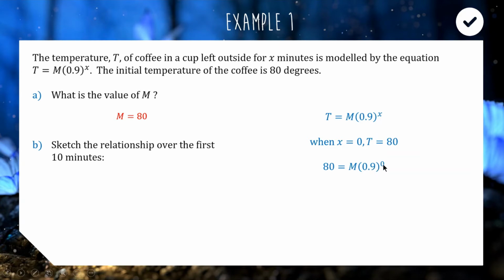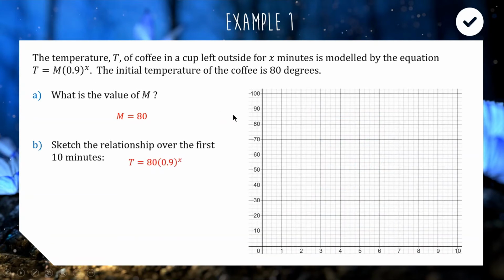Now, do you remember what anything to the power of 0 is? It's not 0. The answer is always 1. Anything to the power of 0 is 1. So on the right-hand side, you've got M multiplied by 1. So you've got M, and so we get 80 equals M. There you go. Or like I said, the shortcut that you can use, which we are going to use a couple times today, is that the thing at the front that's multiplying is always your starting value, okay?